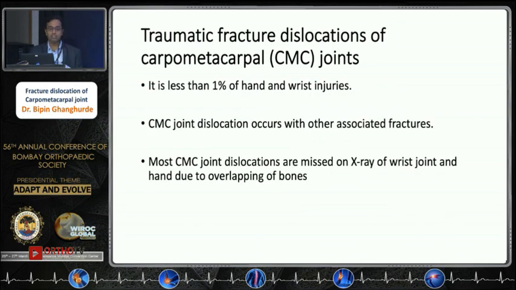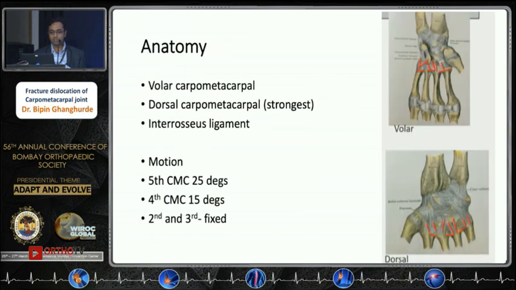My talk is on traumatic fracture dislocations of the carpometacarpal joint, excluding the thumb. These are less than 1% of hand and wrist injuries, and most CMC dislocations occur with other associated injuries. They are mostly missed on X-rays of the wrist and hand due to overlapping of the bones. In brief, about the anatomy, which is already discussed by Dr.